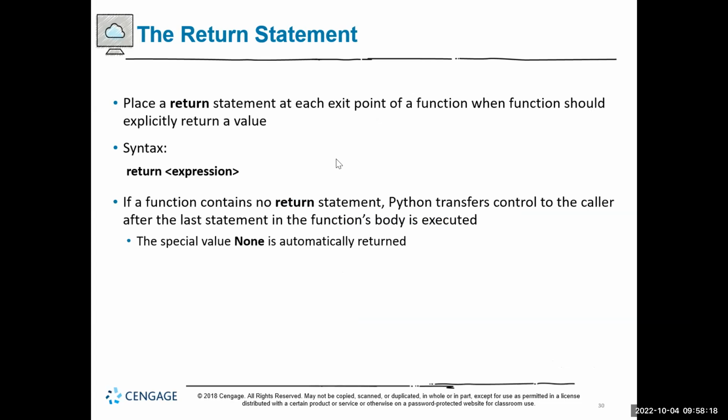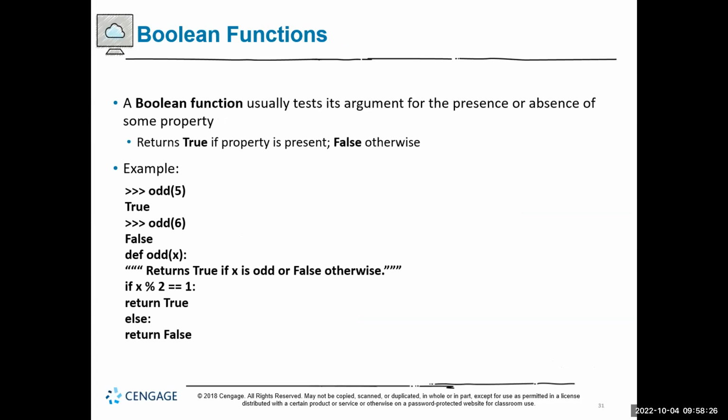If you have a function that you want to return a value from, you have to use the return statement as the exit point of the function. And you have some Boolean functions, which are true or false. For example, if the number is odd, that means it's true here, and for six it is false here, and you can use this one, the remainder, right? This one is the remainder.